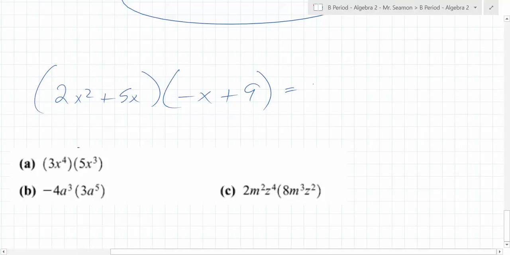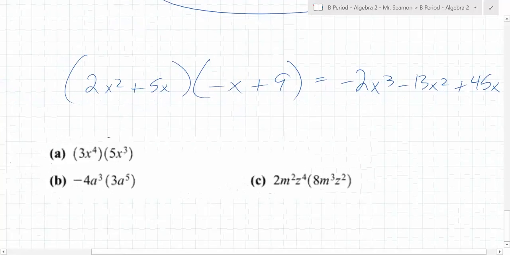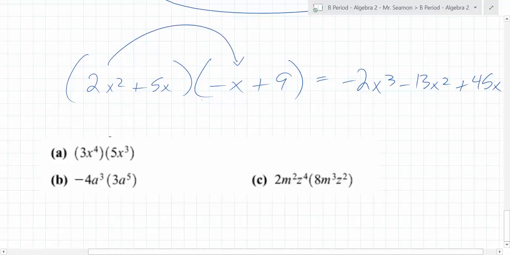Oh, I see. Negative 2x to the third minus 13x squared plus 45x. Who got this? Me. Anybody else get that? So let's try it and see what happens. What's this times this? Negative 2x. Plus 13x. Who got plus 13x? Change that. Nice.